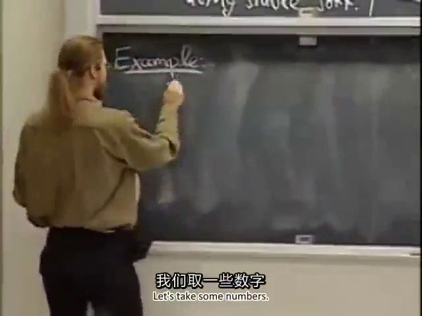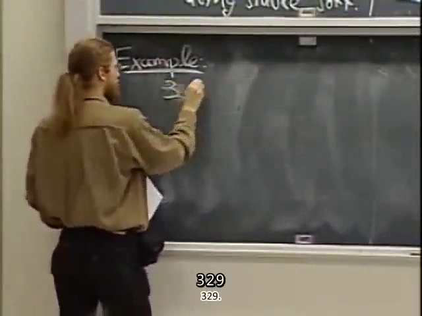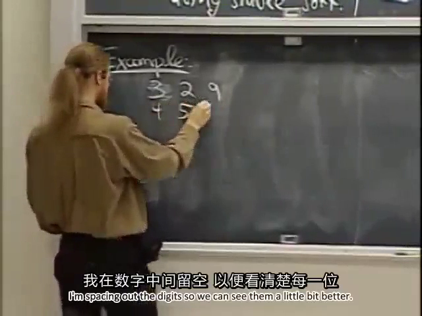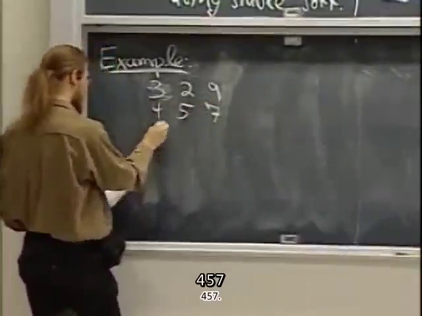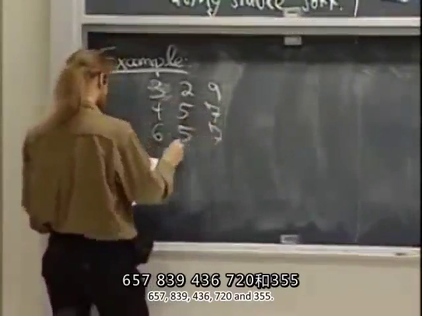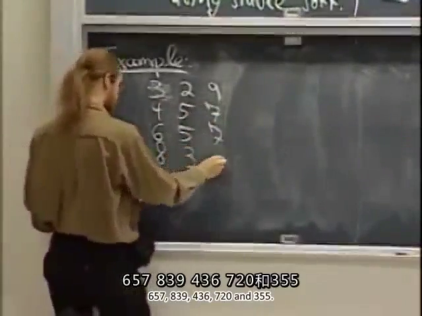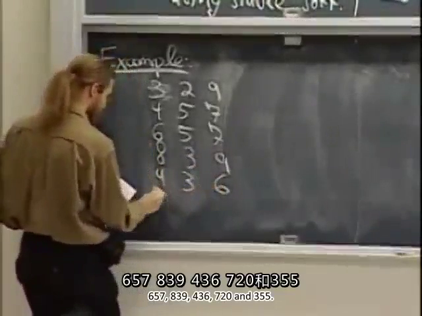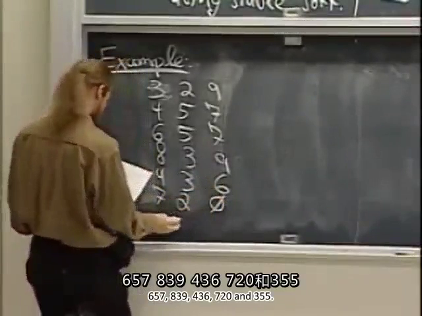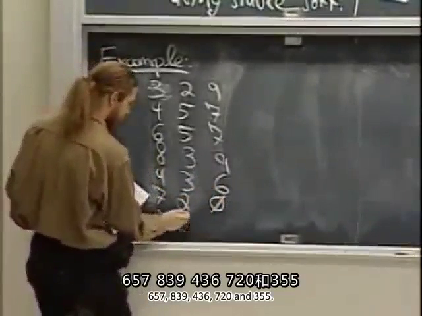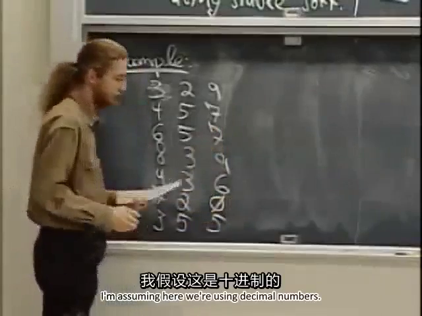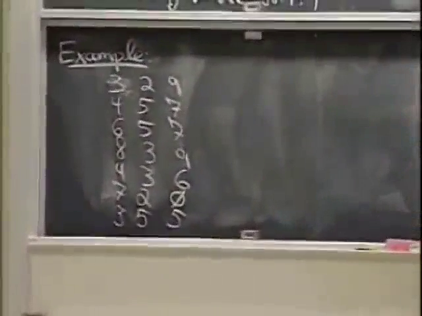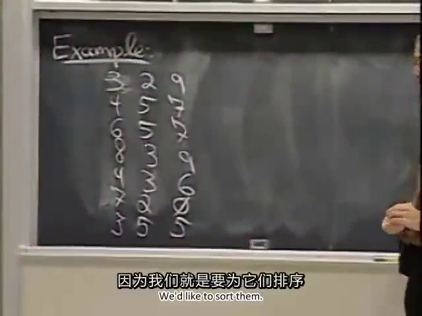So let's take some numbers. 329. This is a 3-digit number. I'm spacing out the digits so we can see them a little bit better. 457, 657, 839, 436, 720, and 355. I'm assuming here that we're using decimal numbers. Why not? And don't cheat. Hopefully these are not yet sorted. We'd like to sort them.